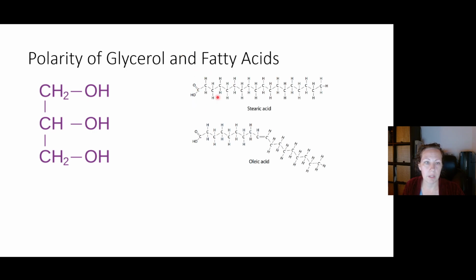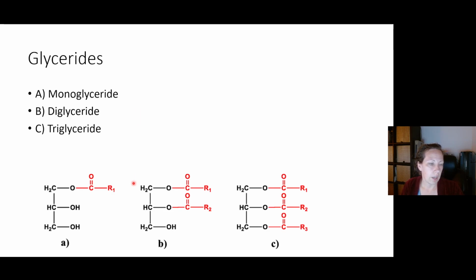And so what happens is that this carboxyl group and the hydroxyl group are attracted to each other, and they bond and release water when they do so to form the glyceride. And so here's what that glyceride kind of looks like. When I have the R1 here, that is just the rest of the chain of the fatty acid. It could be however long that fatty acid is. Any fatty acid could go there.